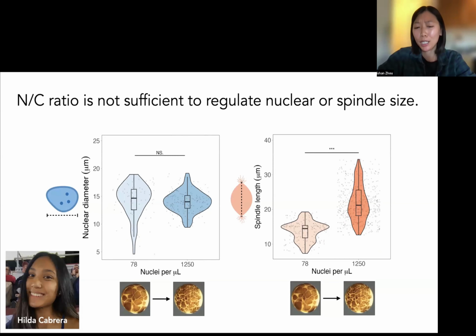Okay, and then the real surprise came when a wonderful undergrad in the lab repeated these experiments and looked at nuclear size and spindle size. And what she saw was completely different. She saw that nuclear size pretty much stayed the same, and that spindle size actually increased. I want to emphasize that these are, of course, not the effects that we would expect in vivo in the embryo. So our interpretation is that while NC ratio is sufficient to scale mitotic chromosomes, there are other overriding cues in the embryo itself that set the sizes of these other two structures.